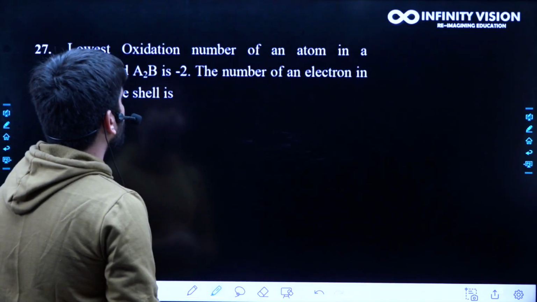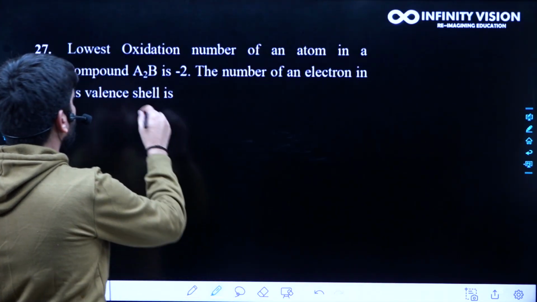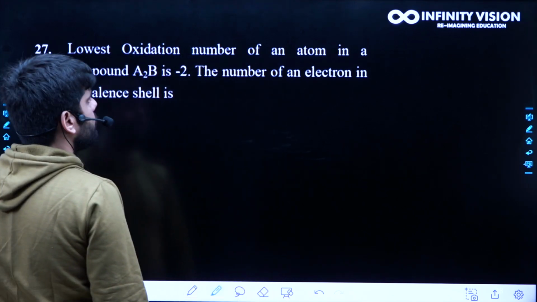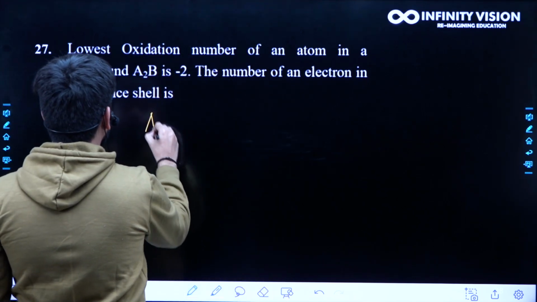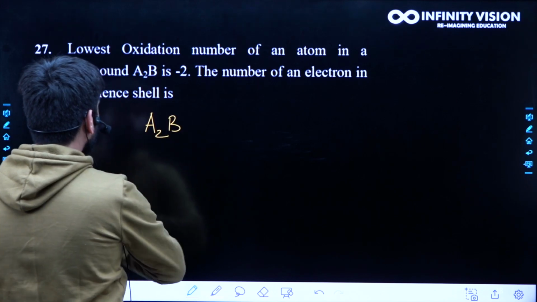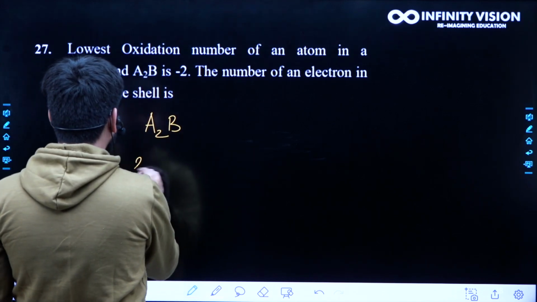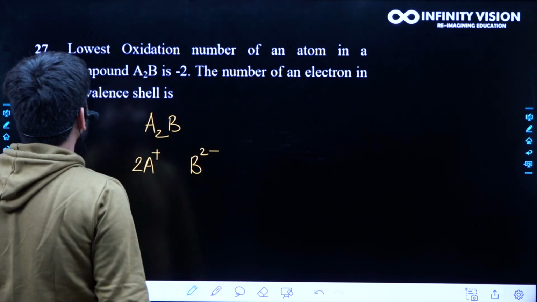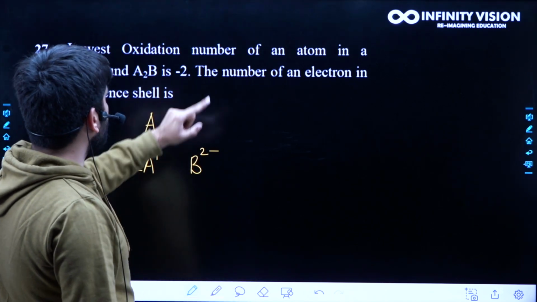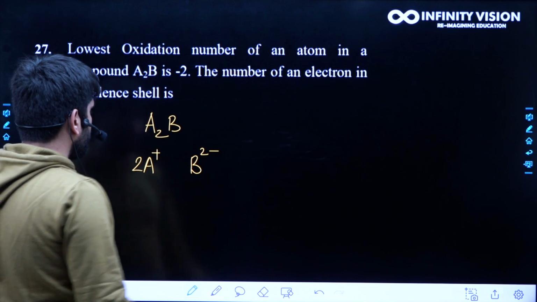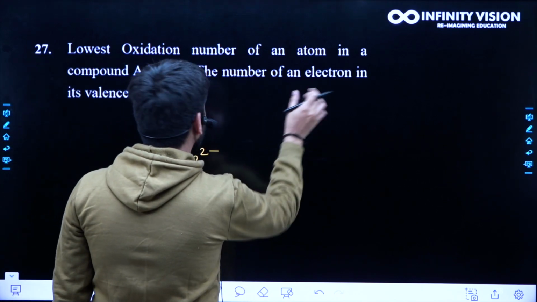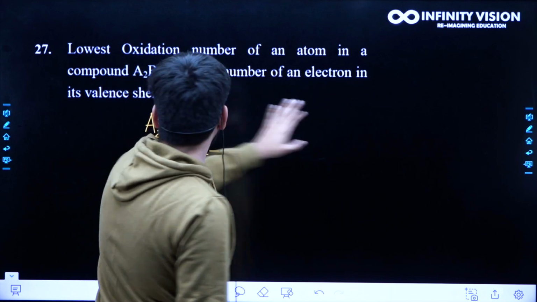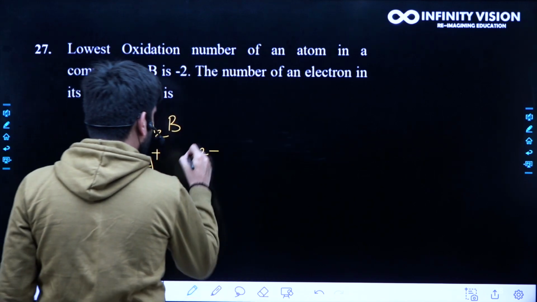Lowest oxidation number of an atom in a compound A2B is -2. The number of electrons in its valence shell is, okay, so we have this type of molecule A2B. So A2B means that we have 2A+ and B2-. It is saying that the lowest oxidation number of an atom in the compound is -2. All right, so the number of electrons in its valence shell. Basically they are asking you the number of electrons in the valence shell of this B.